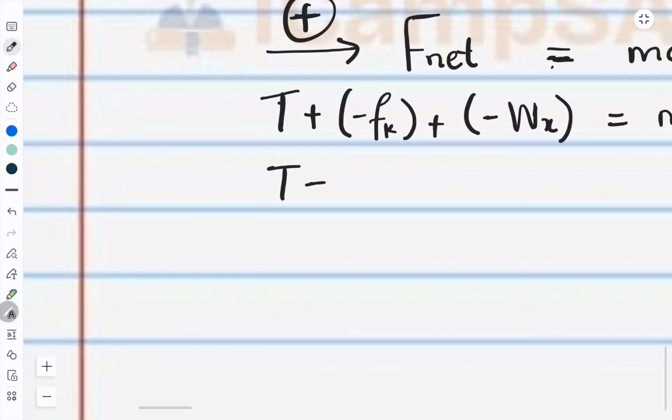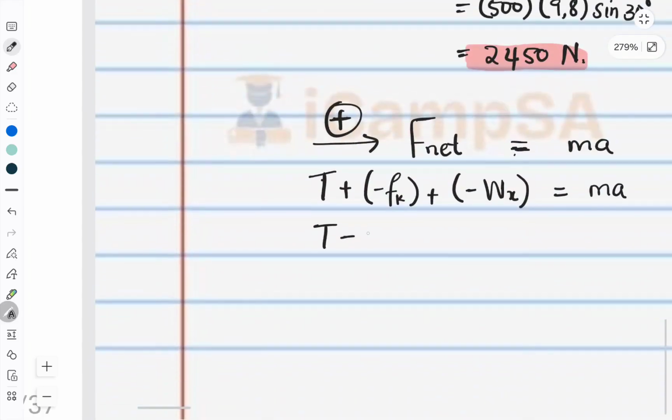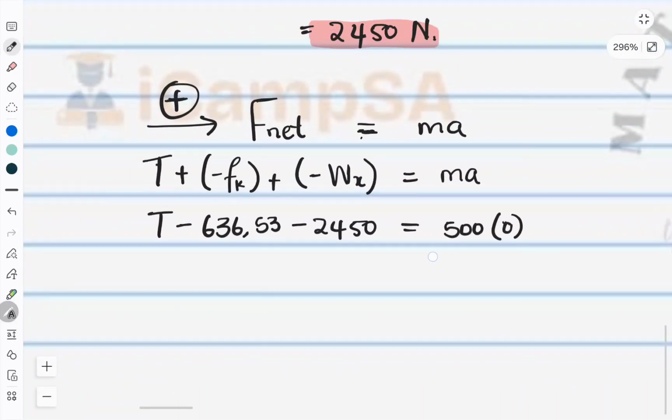T minus Fk. I found Fk to be 636.53, minus 2,450 is equal to 500 times 0. We said our acceleration is 0. Why? Because this thing is moving at a constant velocity. If something is moving at a constant velocity, the rate of change of velocity is 0, which is our acceleration. If something is constant, it means it's not changing.